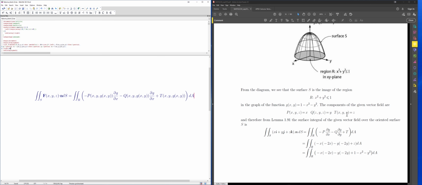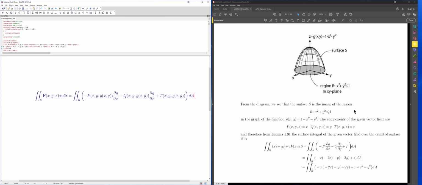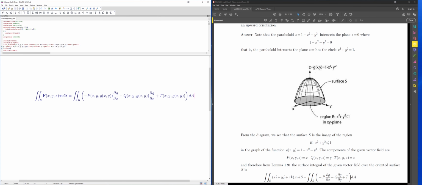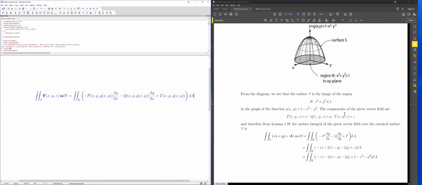But wherever you see the z, you're going to replace the z by g of xy, right? And the g of xy is 1 minus x squared minus y squared, right? So when I'm replacing, this is the p over here, and it's minus p dg dx, so I have minus x dg dx, which is minus 2x, right? And then the q is y, right? So I have minus y dg dy, which is minus y by minus 2y, right?